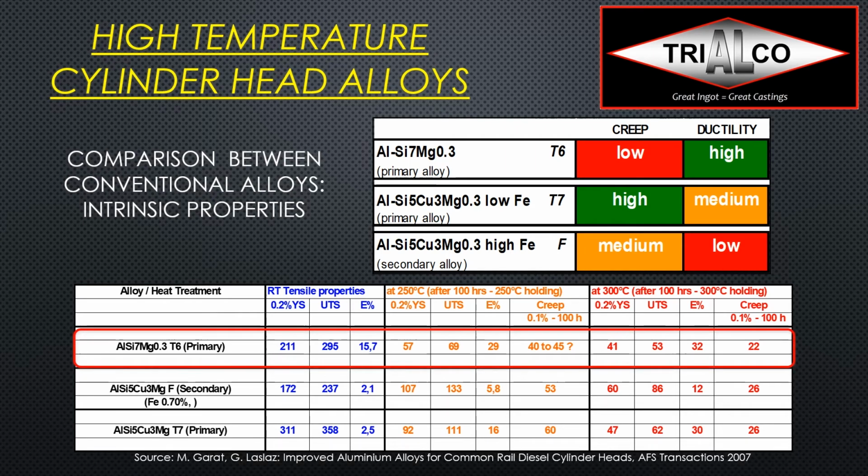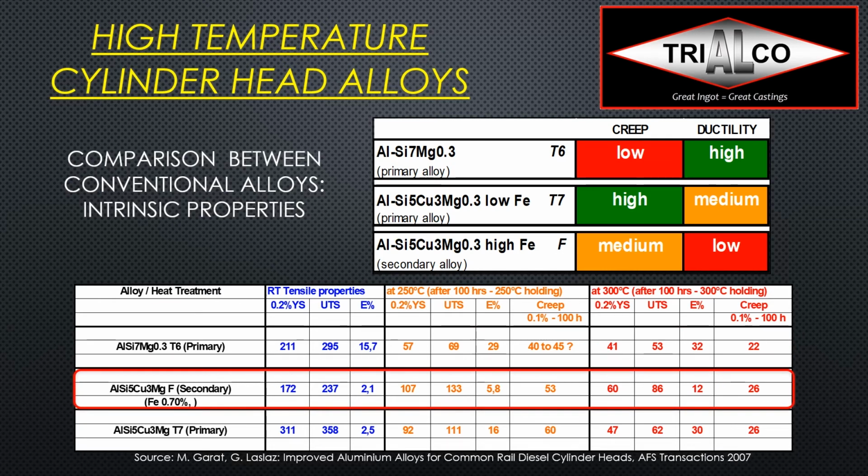So these would be the typical properties that we can see in the primary A356. At room temperature, 200, almost 300 megapascal, and 15% elongation. So that changes very quickly. At 250 degrees Celsius, we have seen that before, I'm at 57, 69 strength and 29% elongation. At 300 degrees Celsius, I have complete chewing gum.